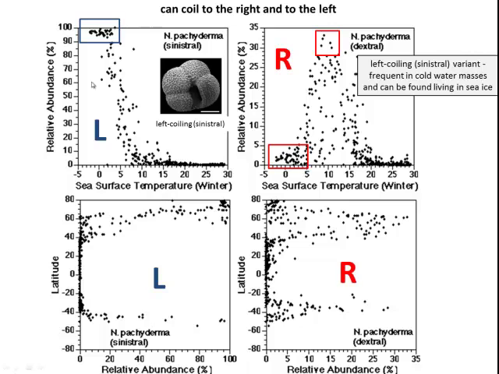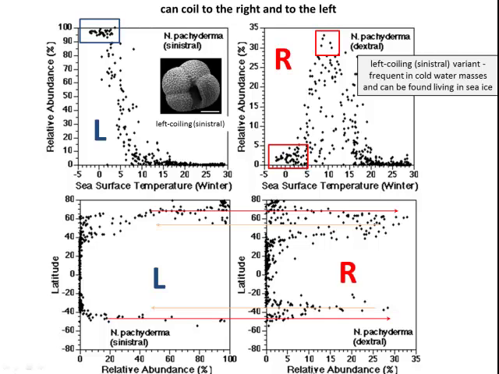So for example, the left coiling form dominates in cold water. It can actually be found living in sea ice, whereas the right form shows its peak in terms of its abundance at more intermediate temperatures, neither too hot nor too cold. In terms of the relative abundance with latitude, you can see that the sinistral forms dominate at high latitudes and intermediate latitudes, whereas at lower latitudes it is the dextral coiling form or right coiling form that becomes much more abundant.